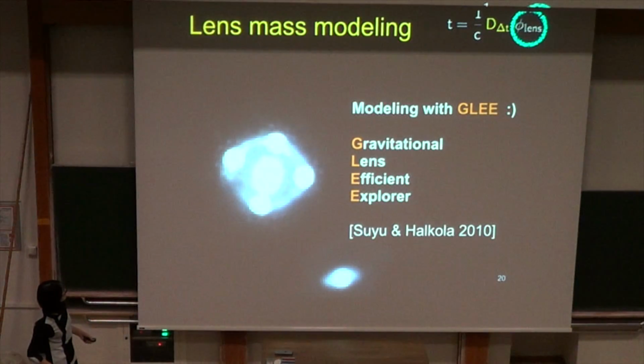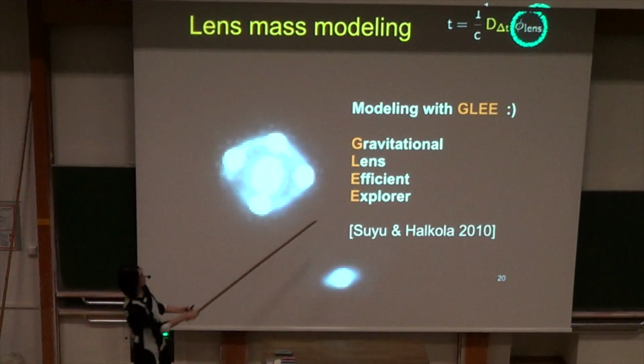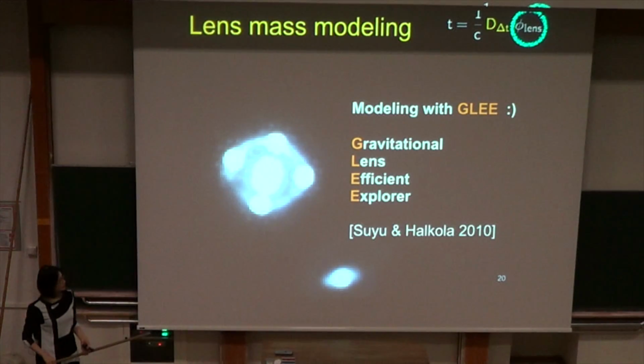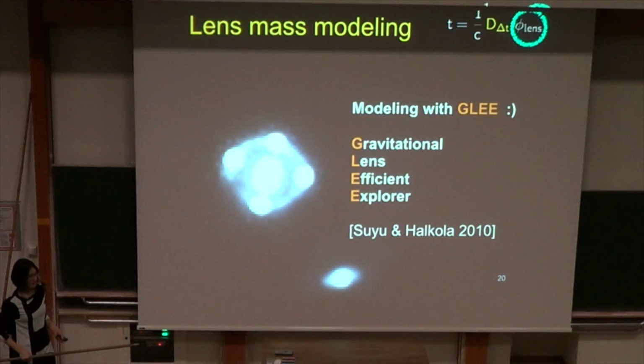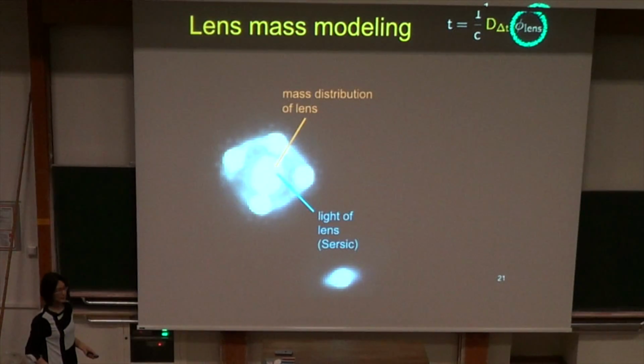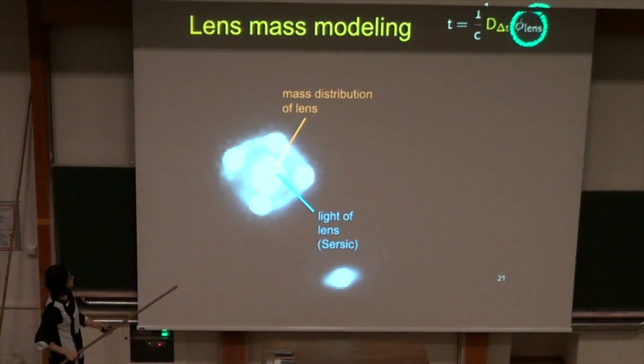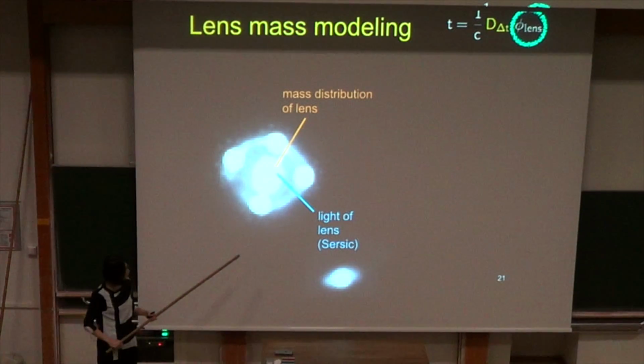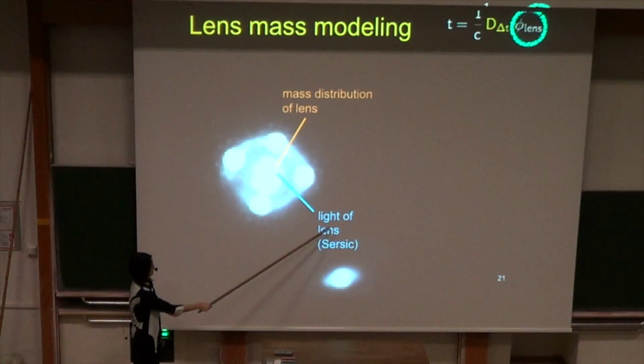And that brings me to the next step. So our lens modeling, we do it with GLEE. GLEE stands for Gravitational Lens Efficient Explorer. It's a software that Alexi Optical and I developed together. How it works is that we model the mass distribution of the lens galaxy using parameterized profiles and also for the light of the lens.